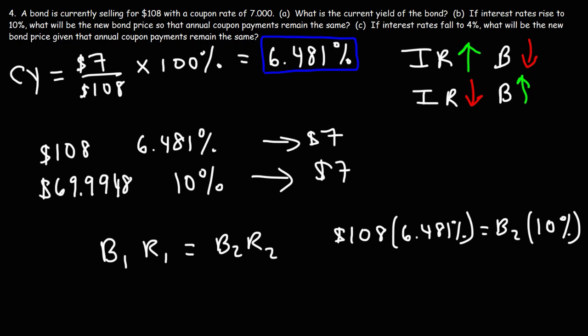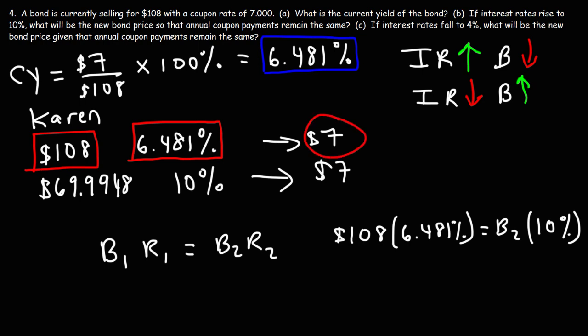Now let's think about why this happens. Why does the value of a bond go down when prevailing interest rates go up? So imagine if Karen owns a bond offering her a current yield of 6.481%. And let's say that she paid $108 for that bond. So she's receiving a coupon of 7.